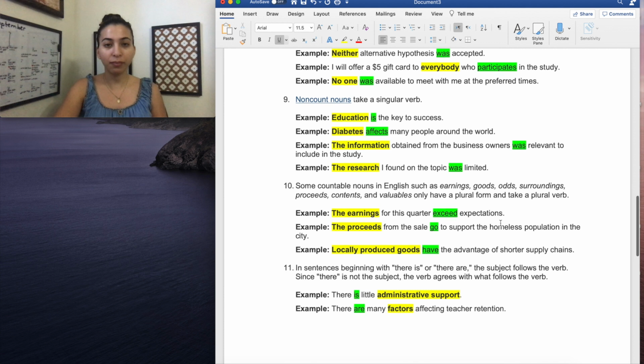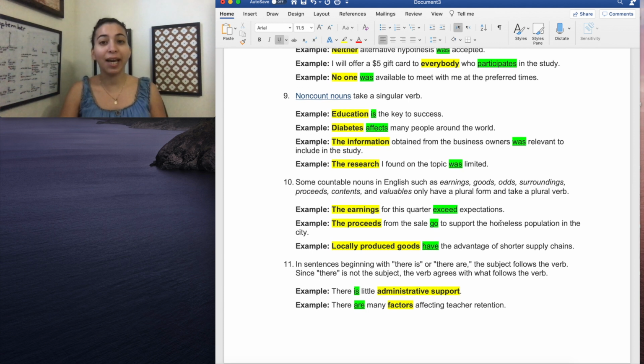Right? Number 9, non-count nouns take singular verbs. Non-count nouns. These are the ones we can't count, like water, like education, like diabetes, I guess. The information, the research, okay? Education is the key to success. Diabetes affects many people around the world. The information obtained from the business owner was relevant to include in the study. The research found on the topic was limited.